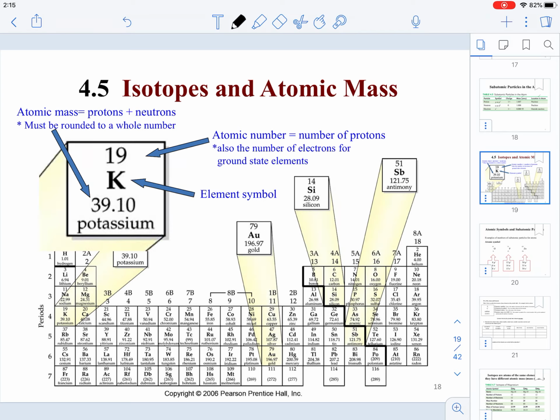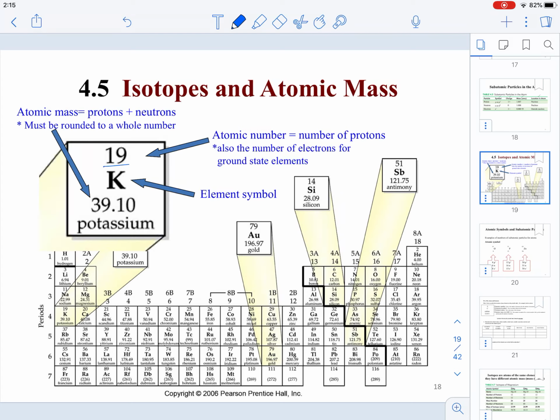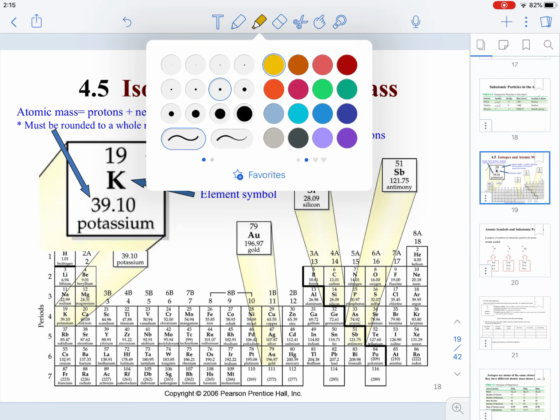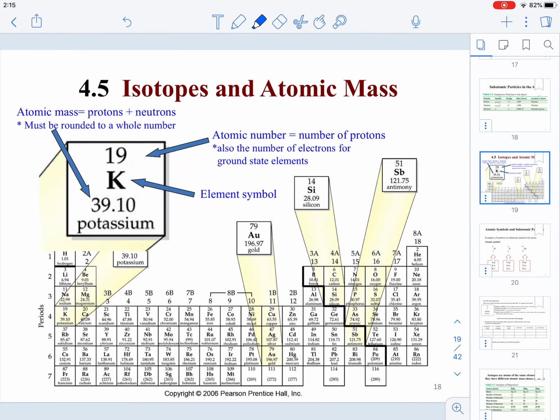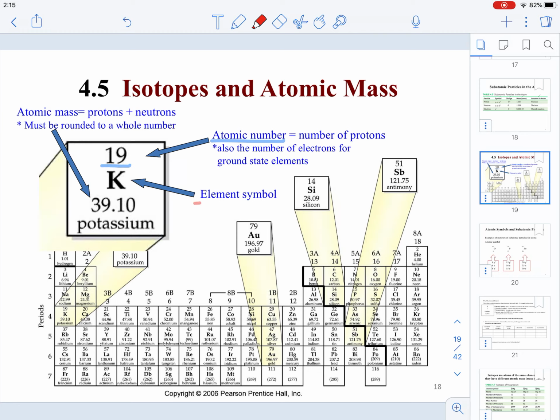In most periodic tables, you will be given the following pieces of information, and I'm just going to highlight them to make them easier. They will give you the atomic number, which is the number on top of the symbol, which I just highlighted here. Below the symbol, we have the atomic mass, which I highlighted in green.